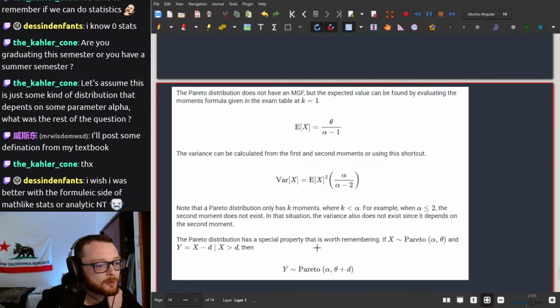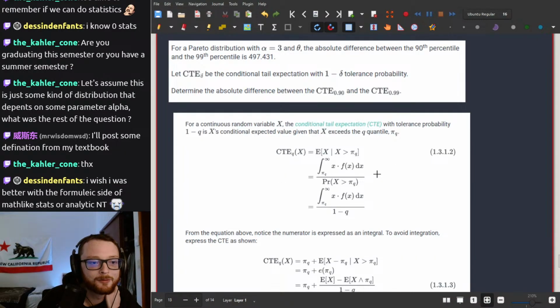I wish I was better with the formulaic side of math, like stats or analytic number theory. Stats is pretty cool, to be honest. I wish I knew more about it.